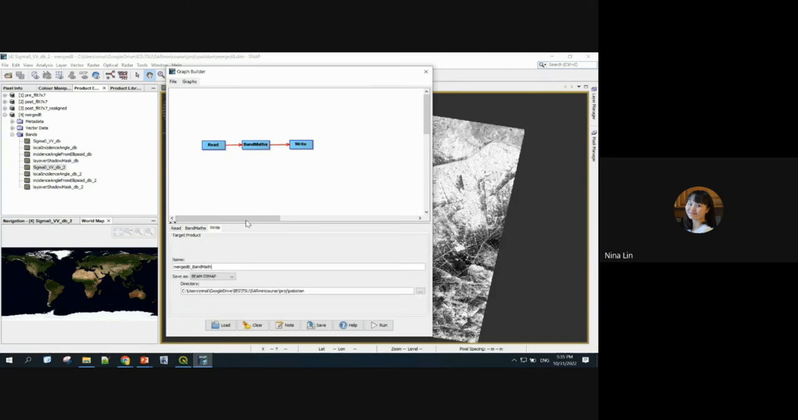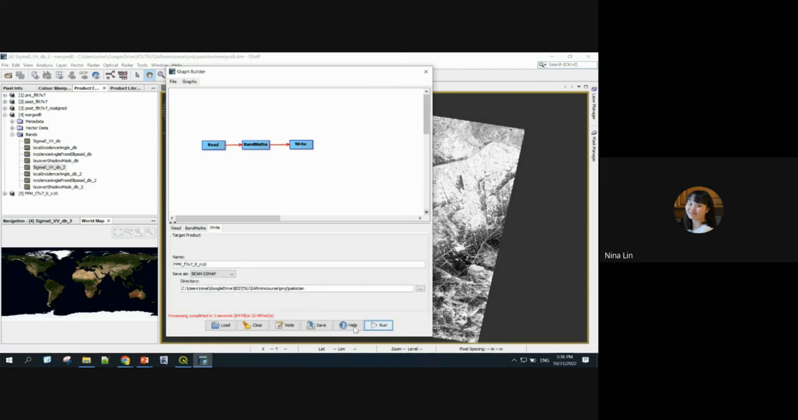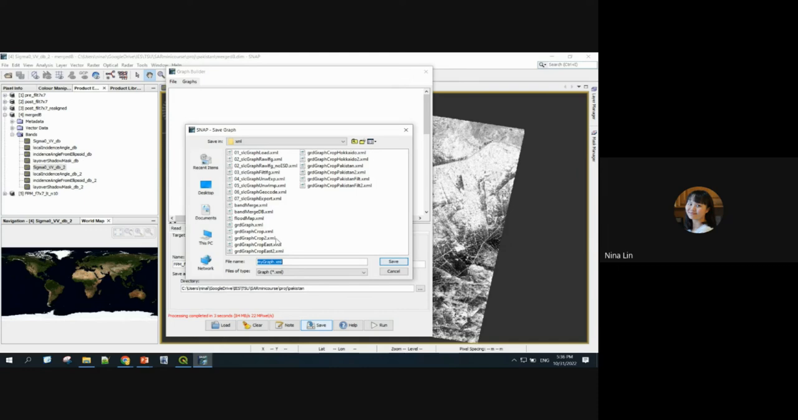Okay, so finally we write out. We always want to keep track of what parameter we use. So we say it's some kind of flood proxy map, and we use filter 7x7. Feel free to have a different version. And we have a threshold lower than negative 10. So that's what these letters mean. They run. All right, and make sure you save it. Save. So I can say my graph FPM. Okay, save.